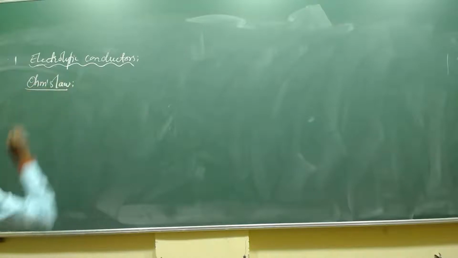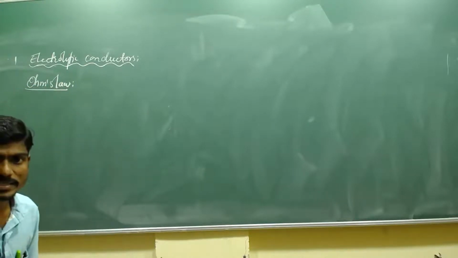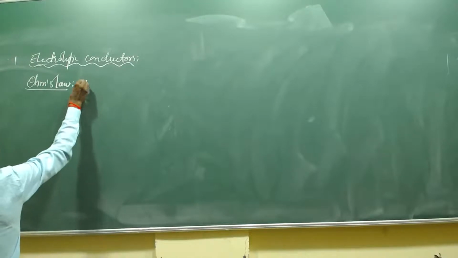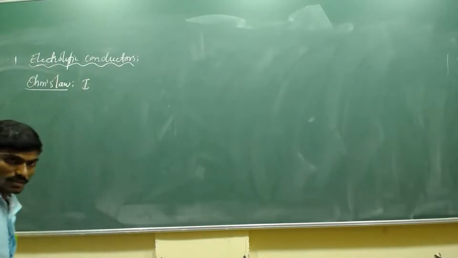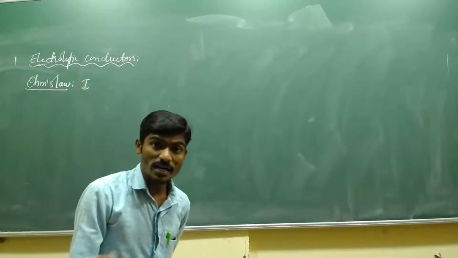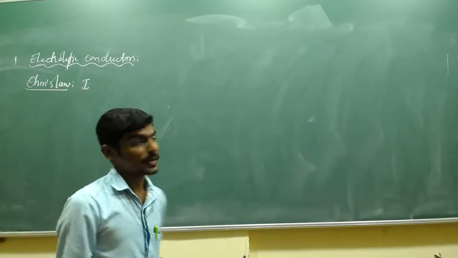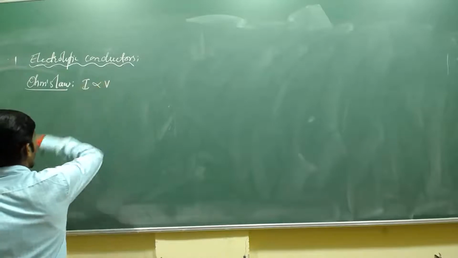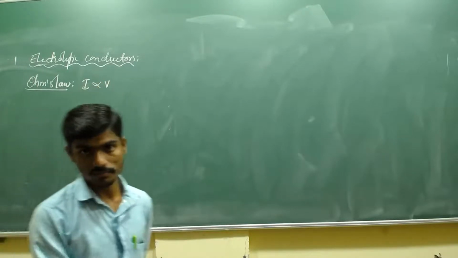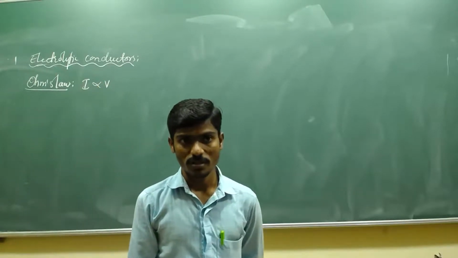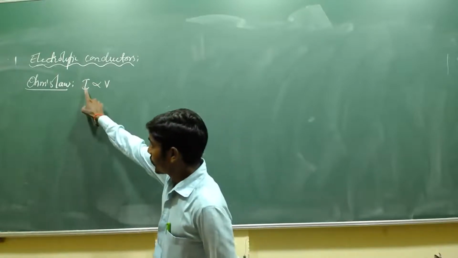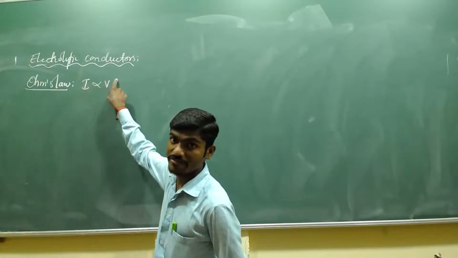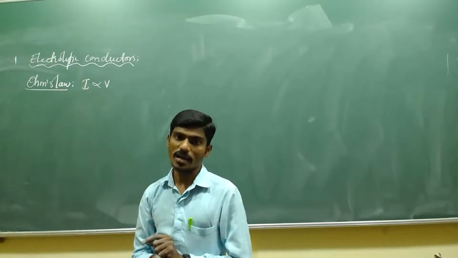Ohm's law. The statement of Ohm's law: the current flowing through a conductor is directly proportional to the potential difference across the conductor. The current flowing through a conductor depends upon the potential difference across the conductor.